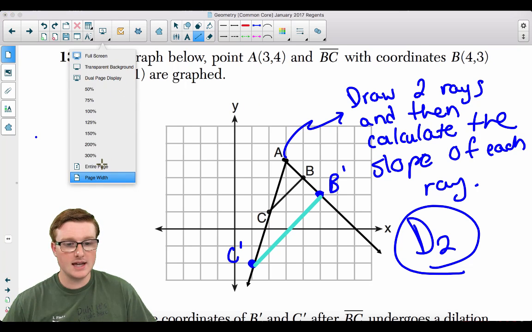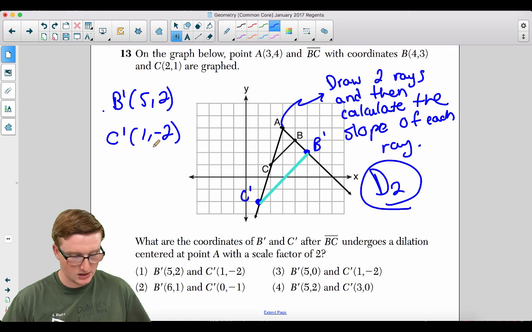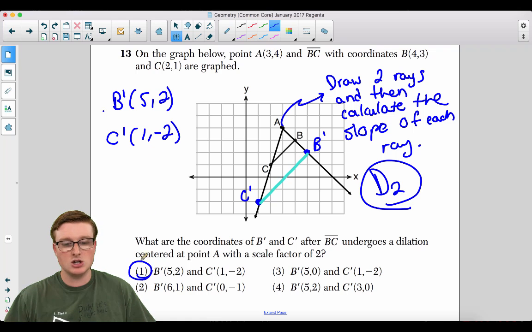So if we're looking at the points, point B prime is 1, 2, 3, 4, 5, up 2. So B prime is the point (5, 2), and C prime is the point (1, -2). So the answer for this one is going to be choice 1. That was definitely a trickier question, but you had to draw those rays or else you didn't know what to do.